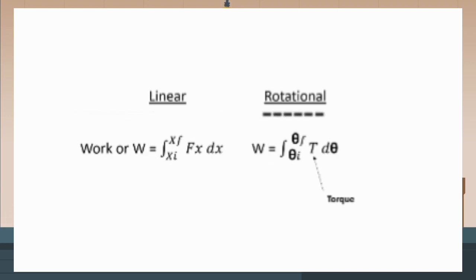In rotational motion now, we're going to integrate from theta initial to theta final. We're not dealing with a force anymore. We are in fact dealing with a new term, torque, and we have to integrate over angle. This thing, tau, is what we call torque. Torque is to rotational motion what force is to linear motion. So if I take a wheel and I put a torque on it, it will angularly accelerate.